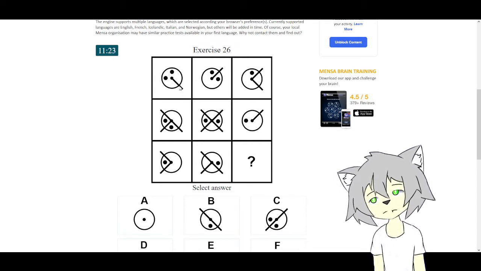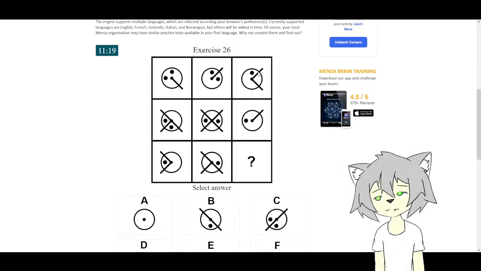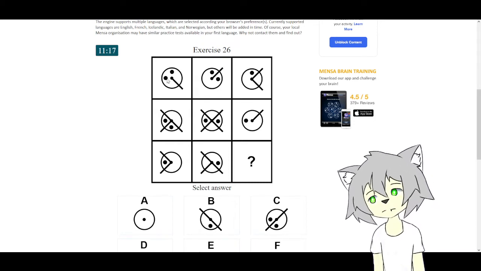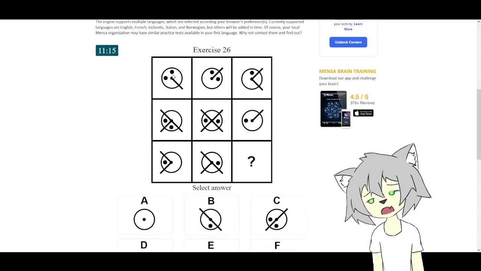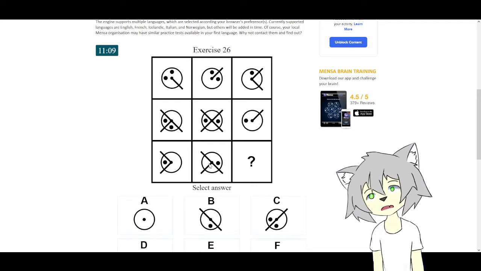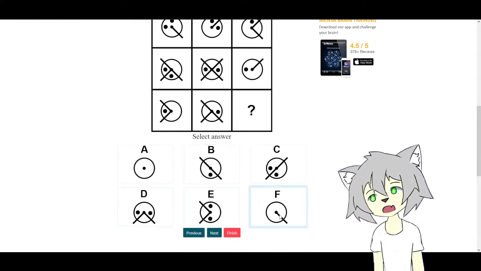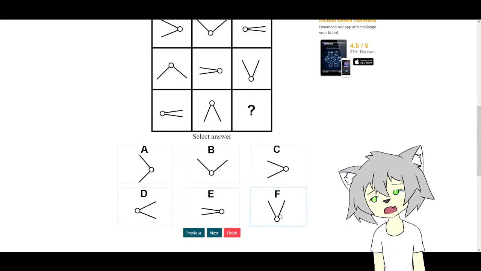Okay, so it's multiple. It adds our arms, and then it sort of ANDs that, so then there would be no dot, because there's no similarities between the two. So F.